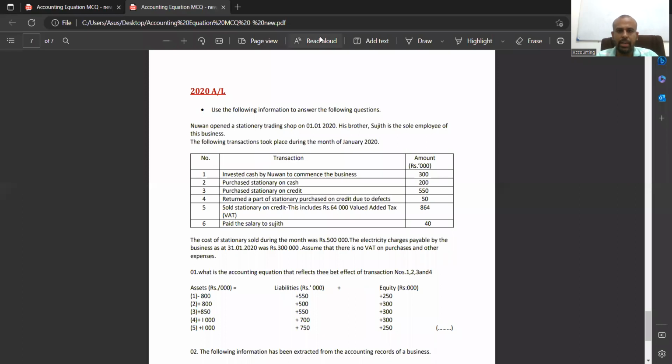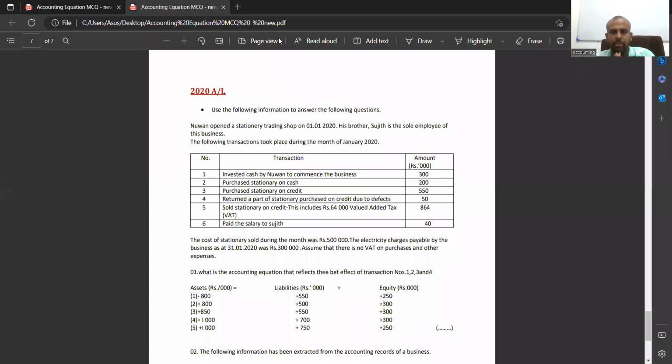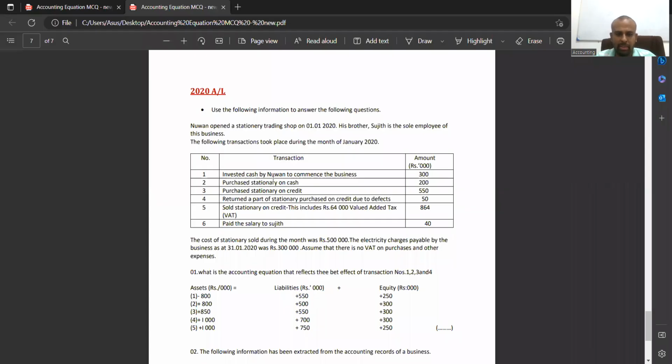Purchase stationery for cash. When you purchase stationery, son, stationery stock increases by 200, which is an asset, and cash balance decreases by 200. Third one, purchase stationery on credit, 550. Son, when you purchase the stationery on credit basis, what will happen? Assets increase by 550 and liability increases by rupees 550.